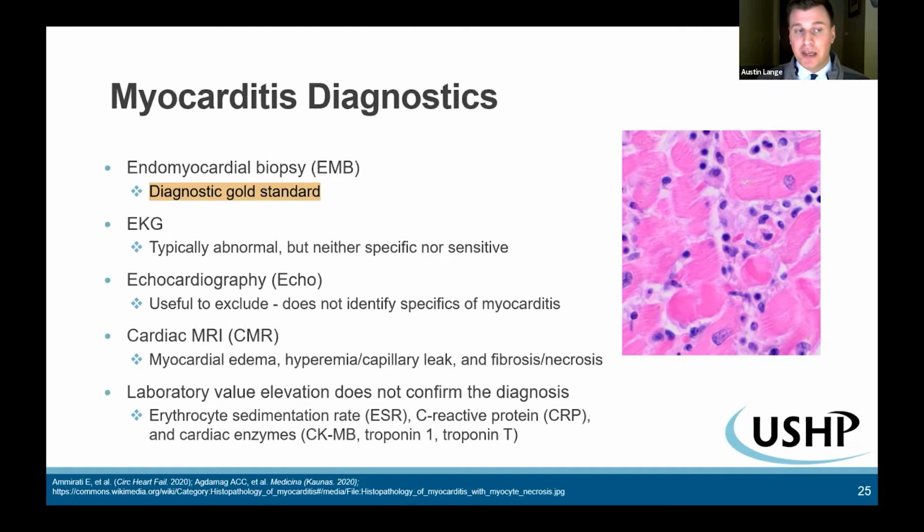It doesn't really change your management at all, knowing that they have myocarditis, and cardiac MRI has become one of the more predominant ways that we identify this type of inflammation. But again, the gold standard is EMB. We might also notice laboratory value elevations. Again, these do not confirm the diagnosis, but inflammatory markers like erythrocyte sedimentation rate, C-reactive protein, as well as cardiac enzymes being elevated might help lead us in the direction of a diagnosis of myocarditis, but not definitively unless you did an actual EMB.